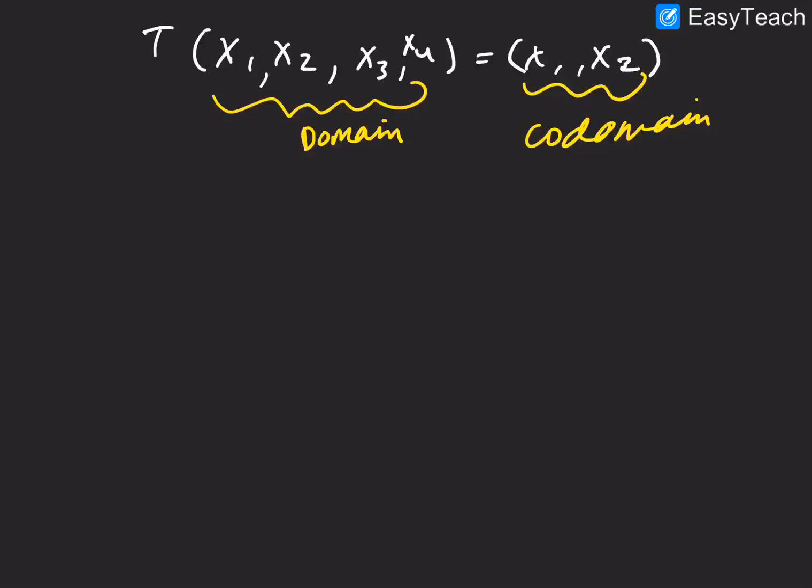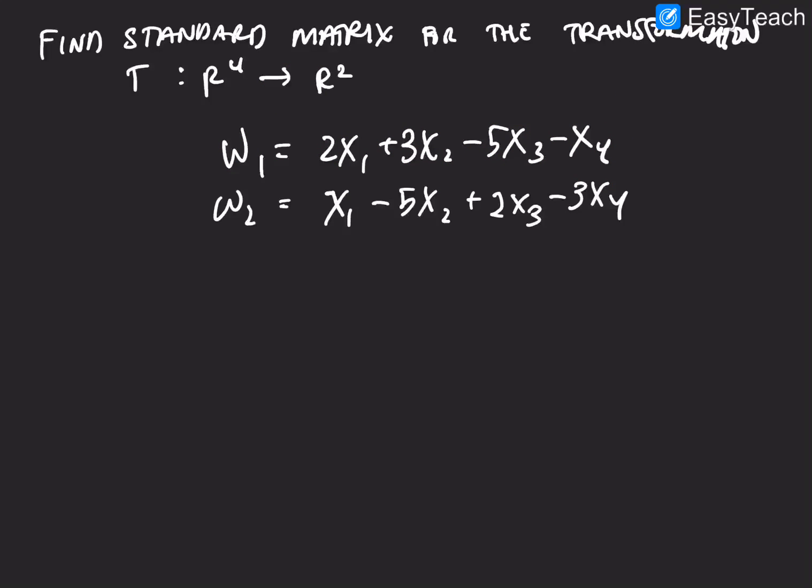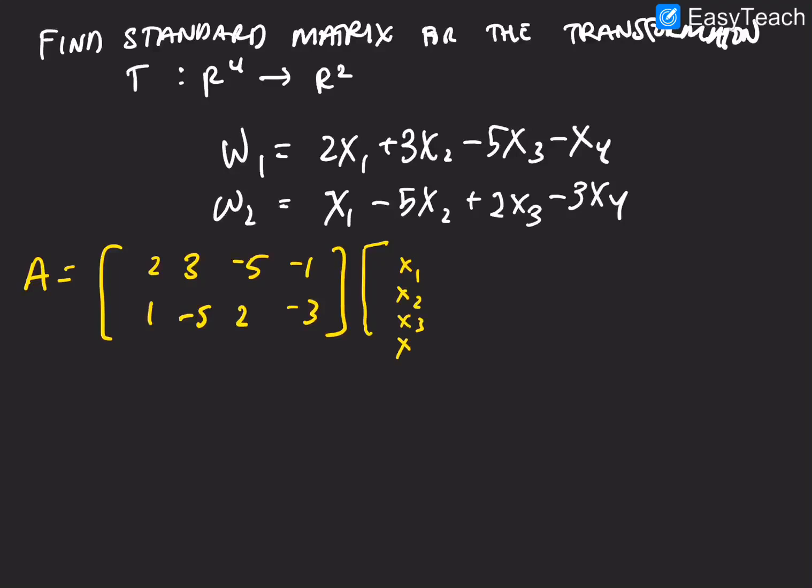Okay, so a new problem is being asked: find the standard matrix for the transformation from R4 to R2. So we're going to go ahead and set up a matrix where it's 2, 3, -5, -1, 1, -5, 2, -3. And I've got those values from this system of equations above. And I'm going to have my x1, x2, x3, x4.